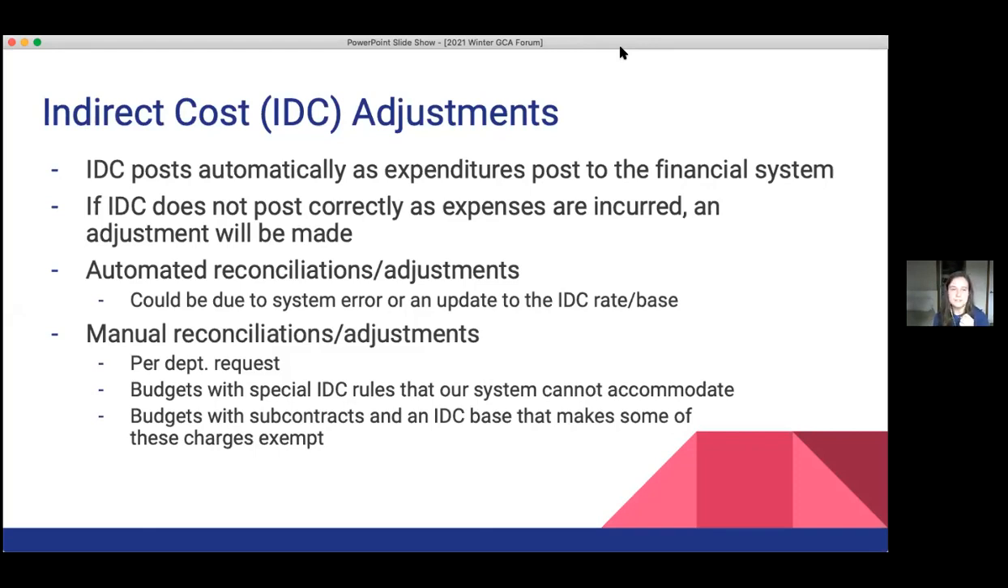There are two types of reconciliations, manual or automated. Typically, budgets go through an automated reconciliation, but there are a few situations where we would need to manually reconcile a budget. Some examples would be an ad hoc department request, budgets with special IDC rules, and budgets with subcontracts and an IDC base that exempts some of these expenditures. So modified total direct cost or base 18 is a pretty common base and is a good example of one with a subcontract IDC cap, since you're only allowed to charge IDC on the first $25,000 of each subcontract.